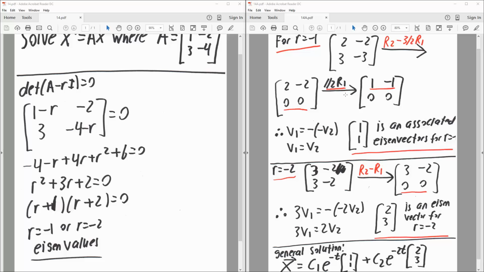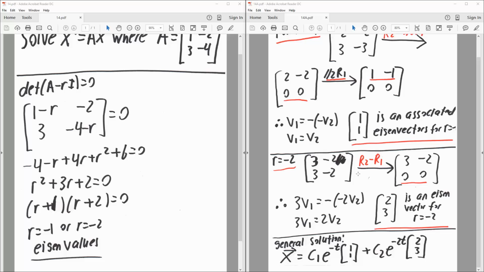And so we can say v1 is equal to minus parentheses minus v2. And so v1 is equal to v2. And so if v2 is 1, then v1 is 1. Or if v1 is 1, then v2 is also 1. And so we say that this right here is an associated eigenvector for r is equal to minus 1.